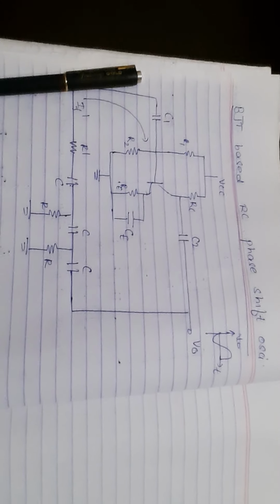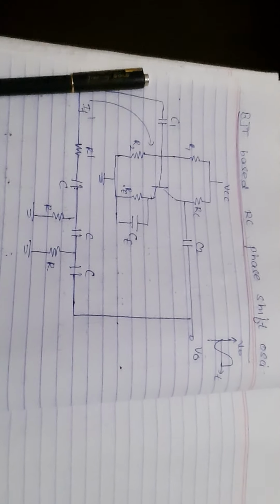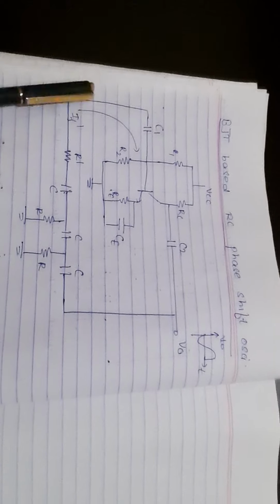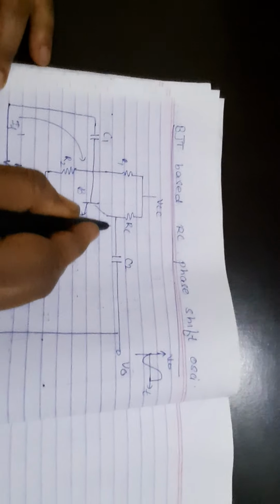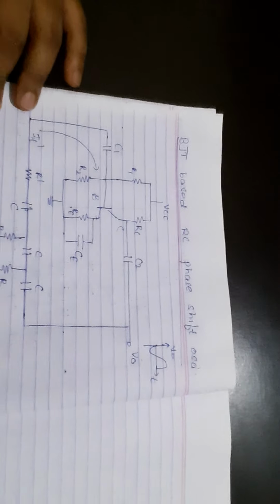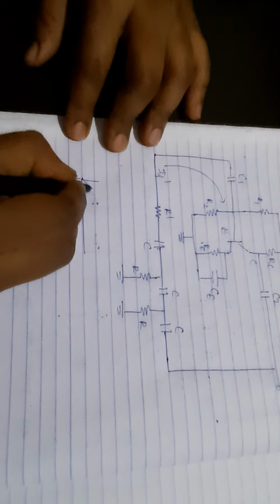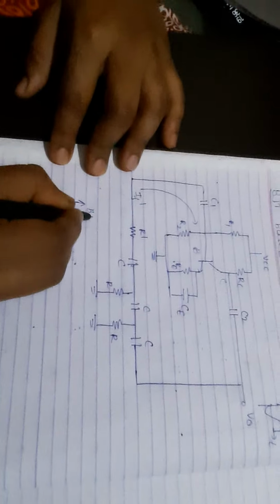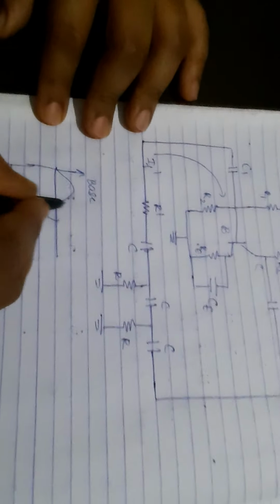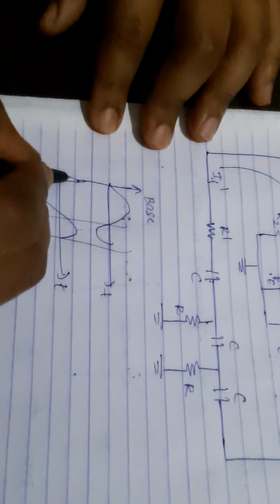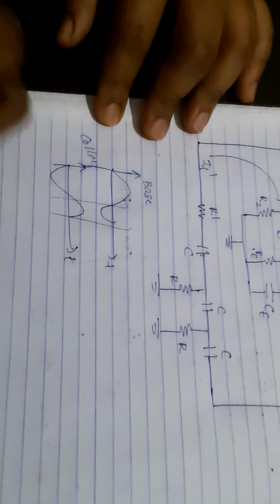Let us study today the BJT based RC phase shift oscillator. Phase shift oscillator means what? Between the base and the collector, we will be having a phase shift of 180 degrees. If at the base I am getting a wave like this, this is the base signal, then at the collector a phase shift will be there. This kind of wave will be seen at the collector. This is the phase shift oscillator.